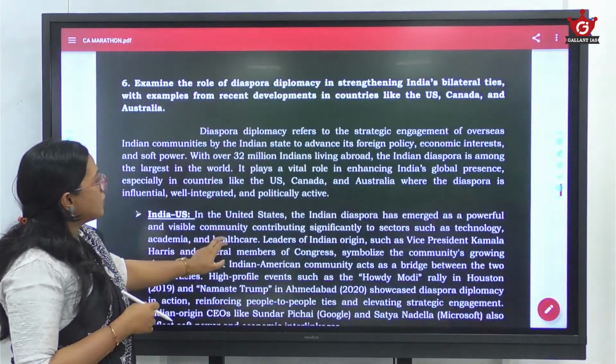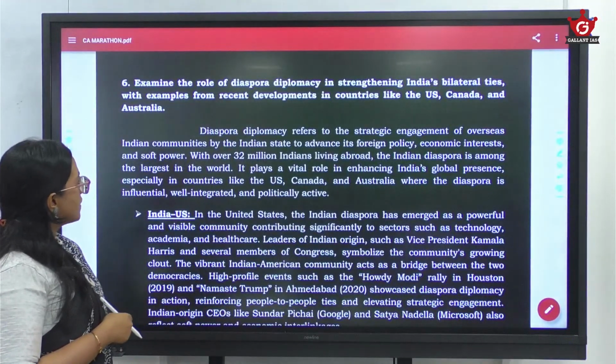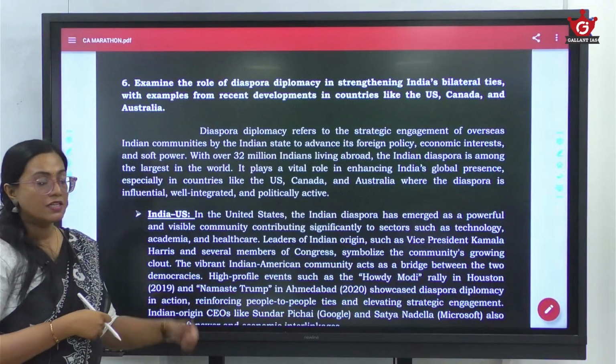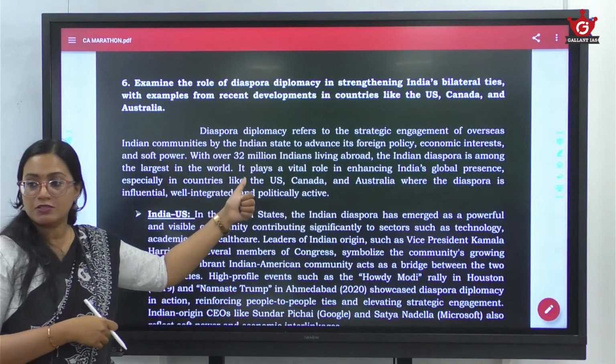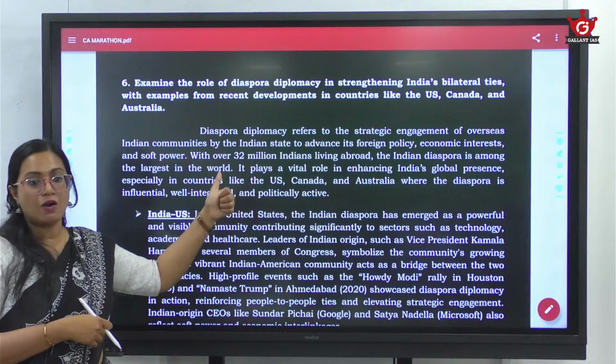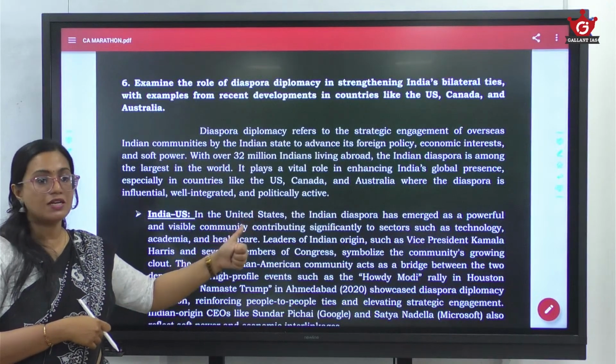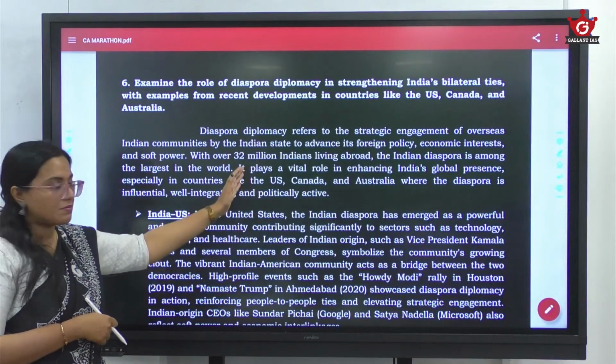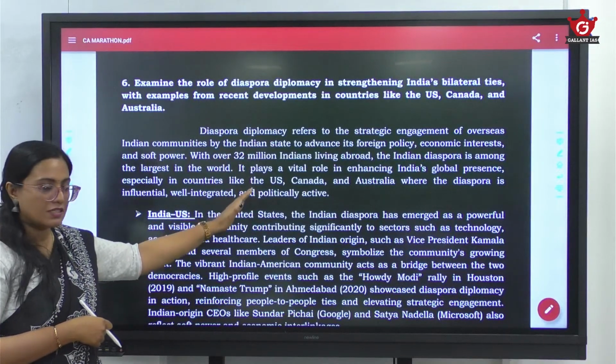Examine the role of diaspora diplomacy in strengthening India's bilateral ties with examples from recent developments in countries like USA, Canada and Australia. Here also the problem is, the question is talking about diaspora diplomacy. How are we using the Indian diaspora as part of our foreign relations? So that is the question. So what is diaspora diplomacy? Mention it in the introduction.